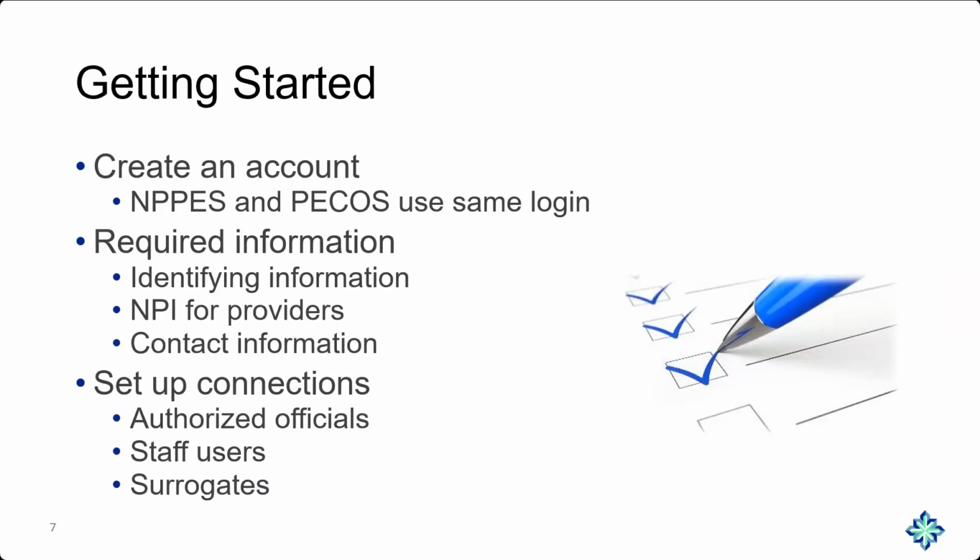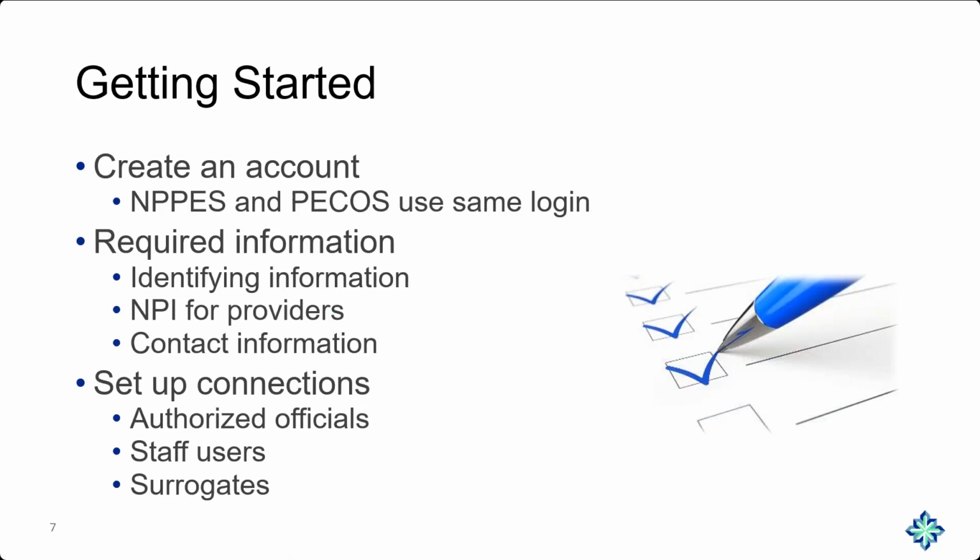To get started, in order to submit the first time, the provider is going to need to create an account, and we're going to talk about that a little bit here on the next slide. But they need to create an account in order to gain their national provider identifier. They're going to create that account for NPPES and for PECOS.